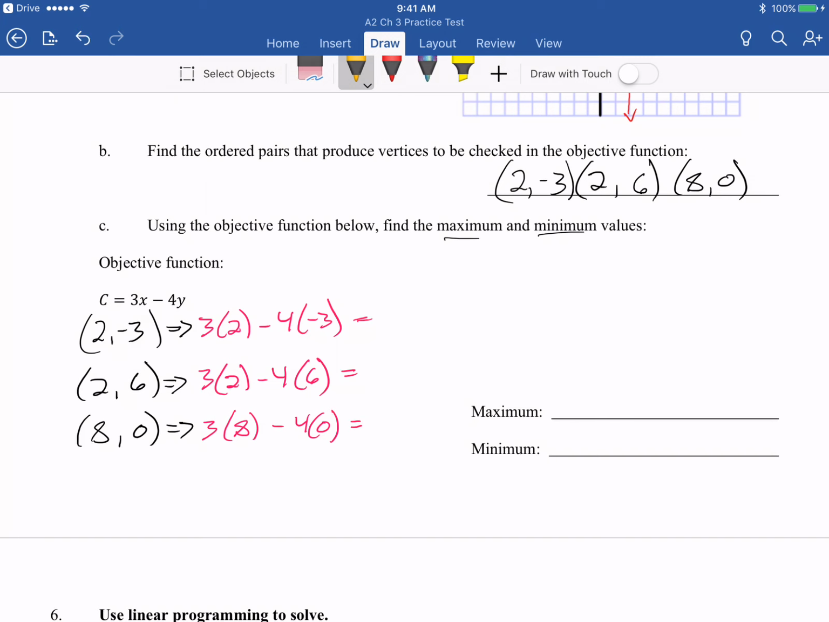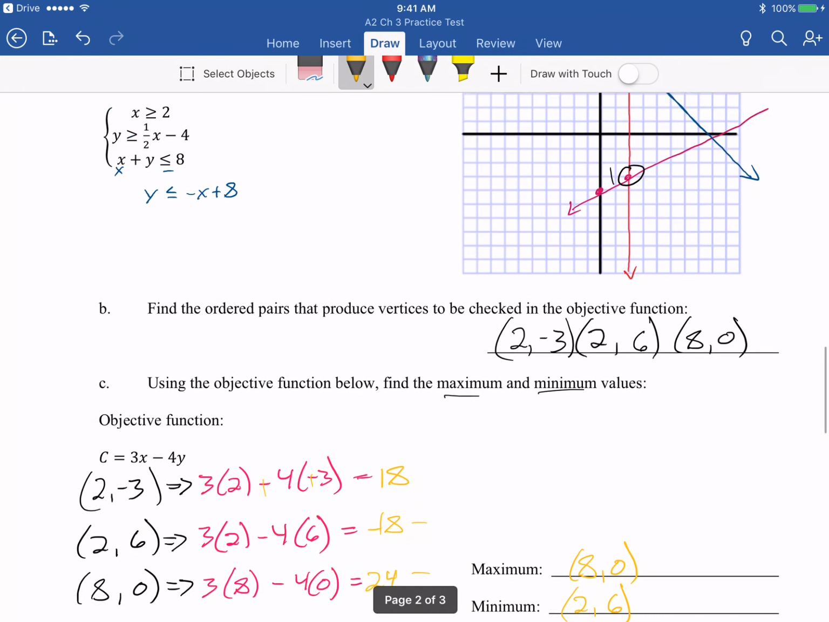This one is going to be 6. This is going to make 2 positives, so that's going to make positive 12. That's going to make 18. This guy is going to make 24 and negative here. 6 minus 24 is -18. And this bottom one is 24. Okay, so my maximum is 8, 0. And my minimum is 2, 6. All right, my min and my max. All right, good there, finding your max and your min.